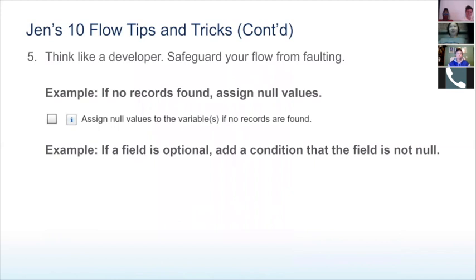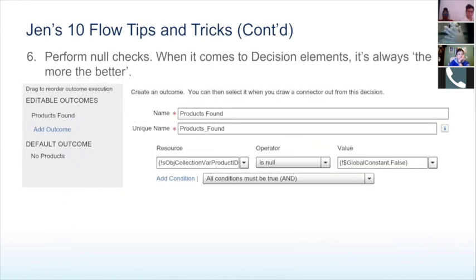And since you all aspire to be developers or are developers, this was more geared towards admins, I guess. Think like a developer, safeguard your flow from faulting. So when you're doing things like record or fast lookup, you want to check the box for assign null values if nothing's found. If your flow is looking to do something with a field and that field is optional on the page, then you definitely want to check that the field is not null before you go ahead and do something else with it. So 6, leading into that, perform null checks.